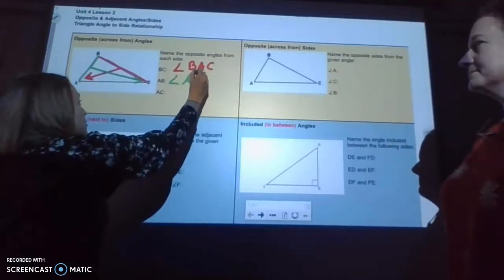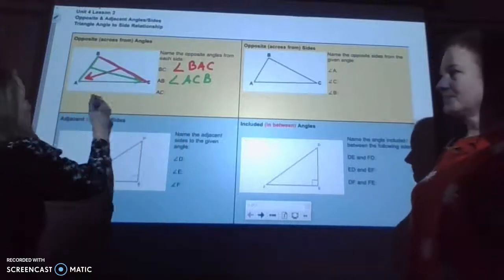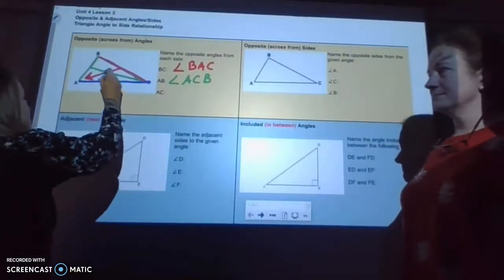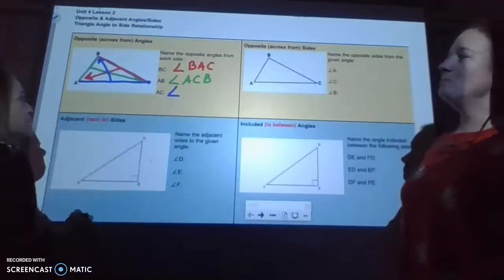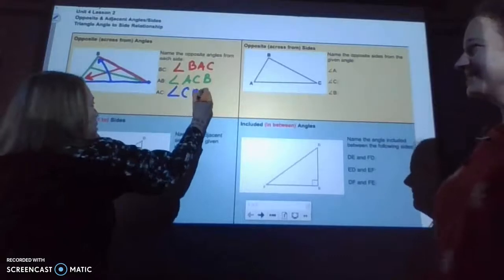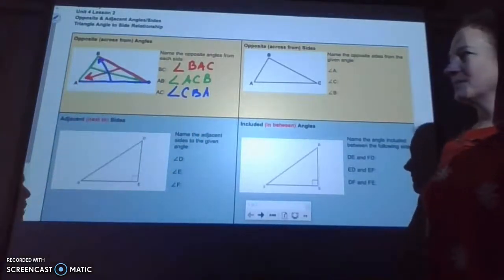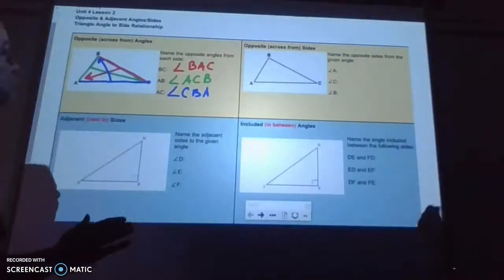All right, that was the direction she chose to go in. I'm following her lead. And now we have our blue side, side AC. Opposite of side AC is angle CBA. So B is in the middle because B is the angle, and then the other 2 letters don't matter, right? All right, those are opposite sides, across from sides.